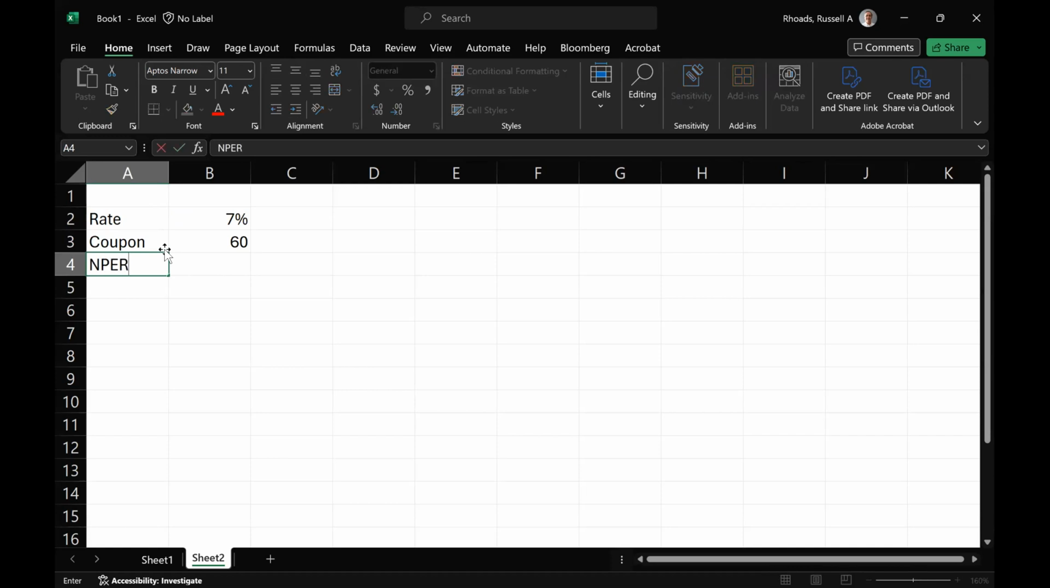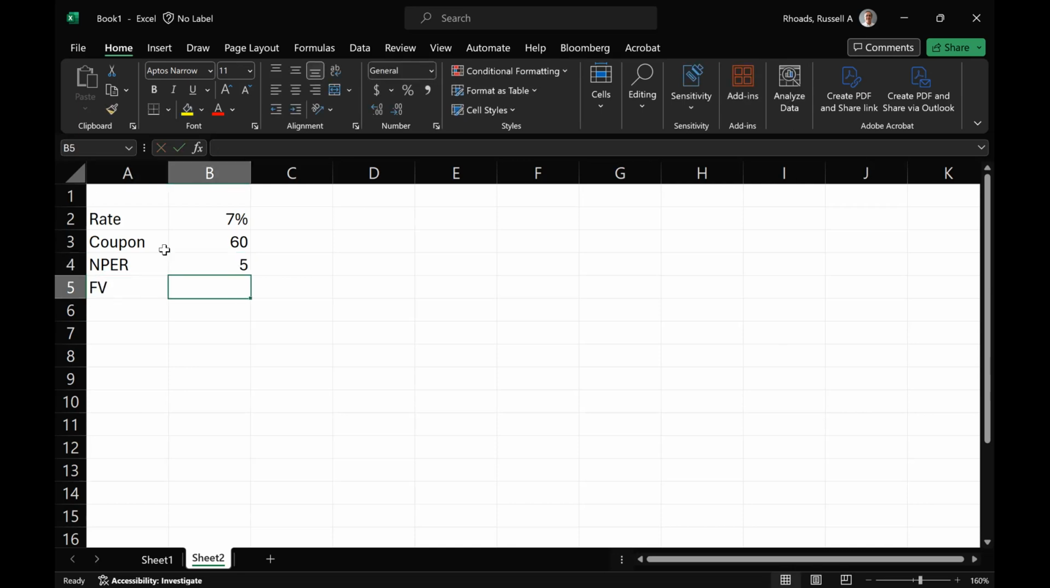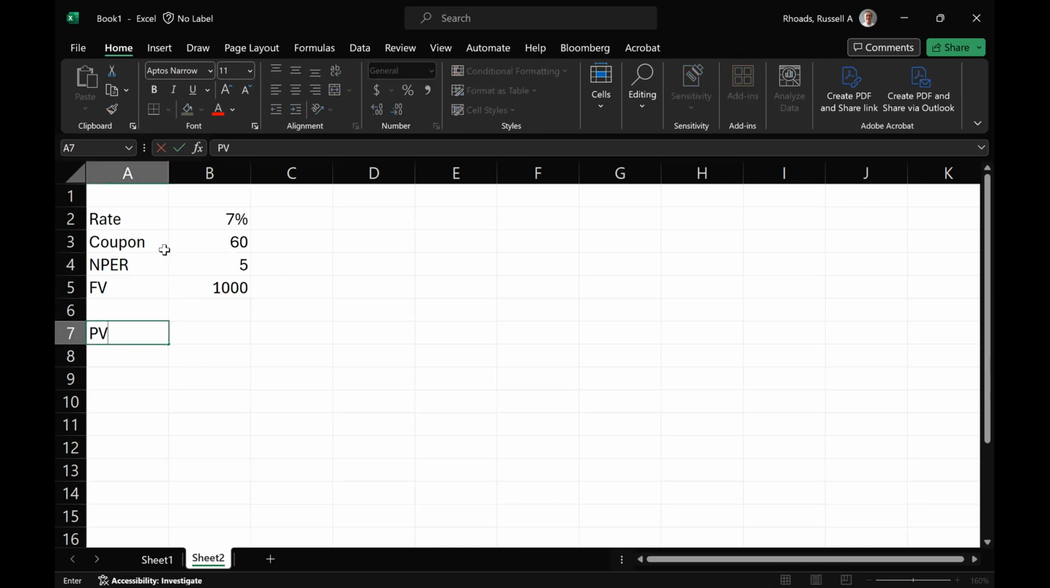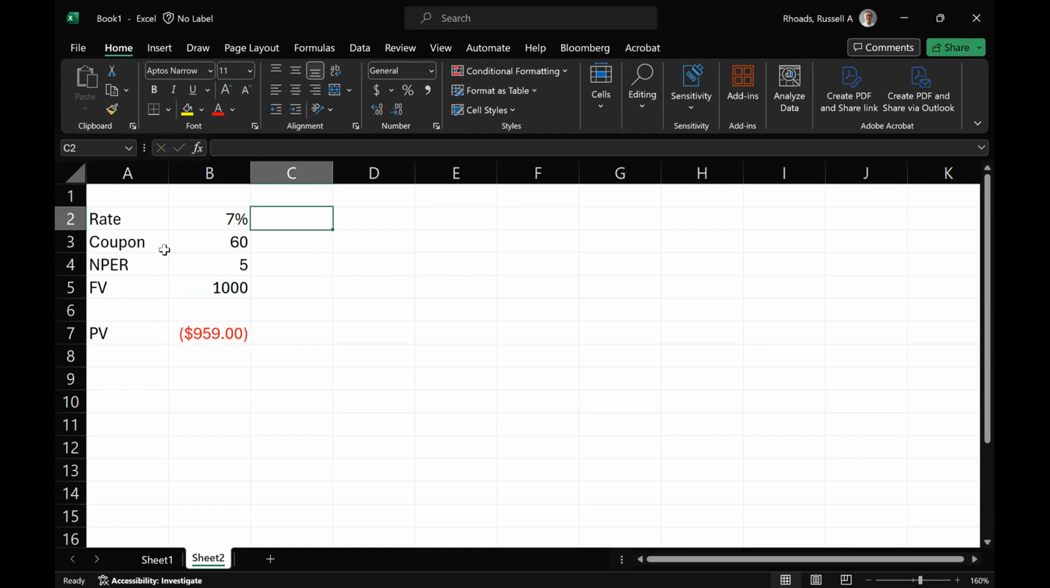Let's call it 20. Well, let me start with 5 years. Start with 5 years, and then we've got the future value, which is 1,000. So this is the bond price. 5 years, annual coupon of 60, and a future value of 1,000. So 959.